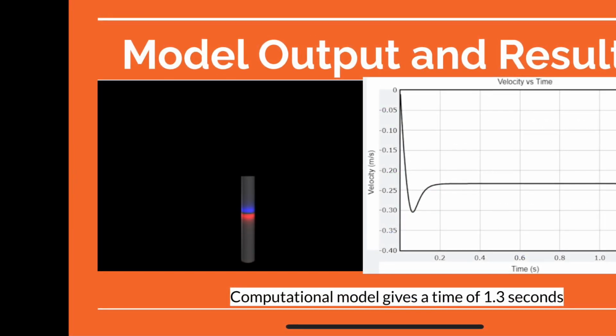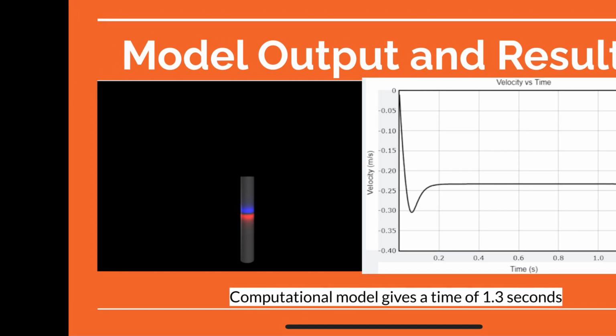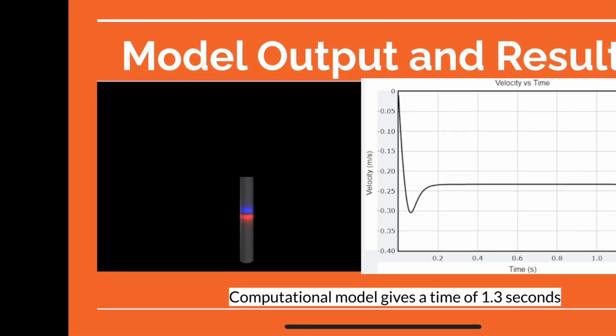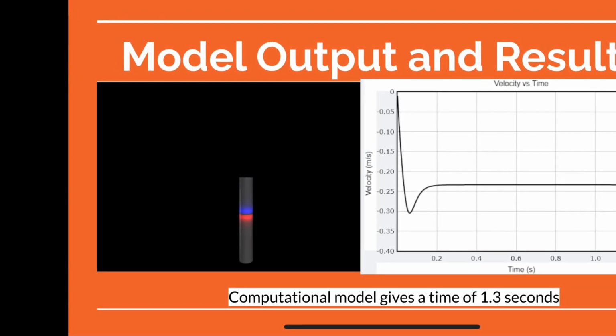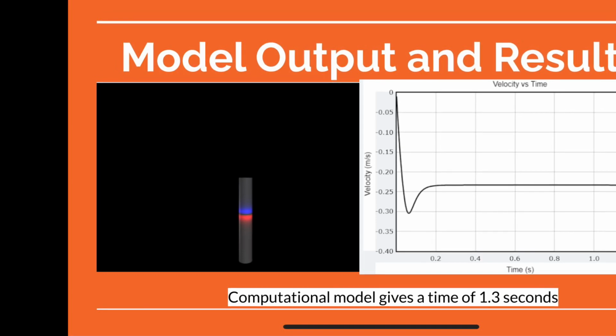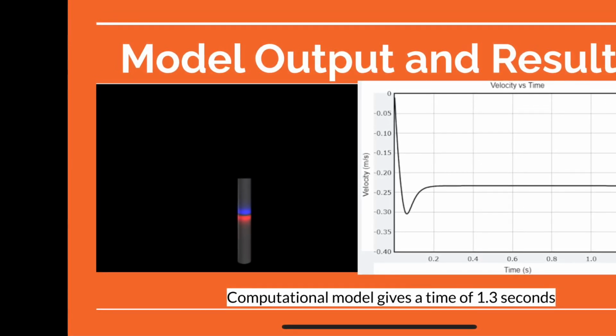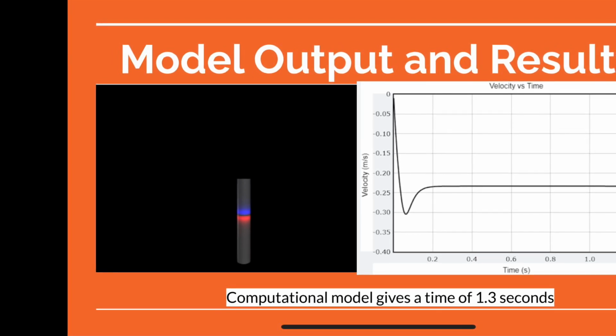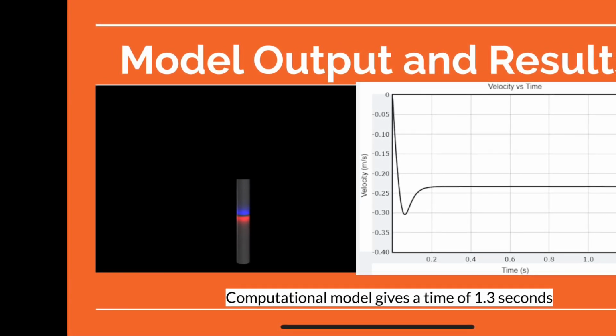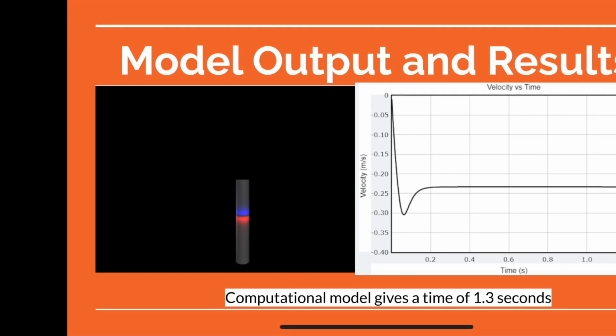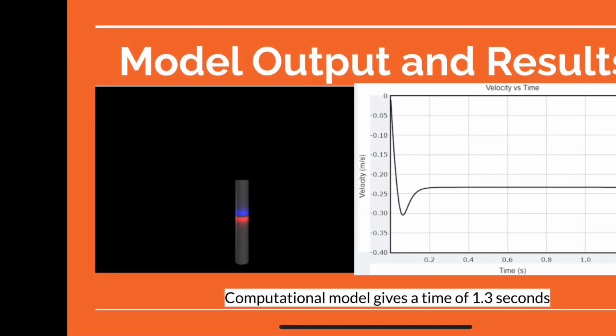Here's an excerpt from our model output. What we see on the left is the tube modeled with the magnet inside of it with the red and blue forces shown next to it. And then we see the graph of velocity versus time on the right. And our computational model gives us a time of 1.3 seconds.